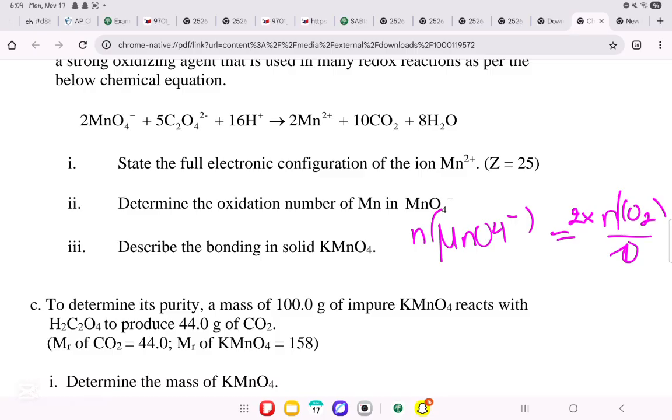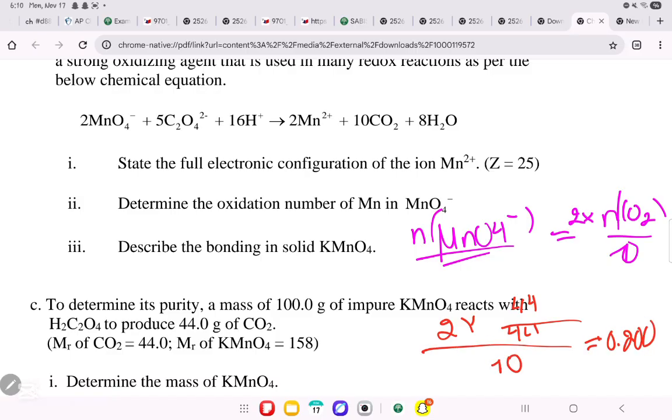This is the number of moles of MnO4 minus. So to determine the mass of MnO4 minus, we need to find the number of moles of MnO4 minus. So it's going to be 2 times the number of moles of CO2. How do we find it? Mass over molar mass. So times 44 over 44. Divided by what? Divided by 10. So that will give me 0.200 to the correct significant figure, 0.200 mole.